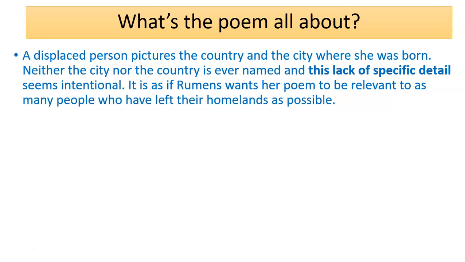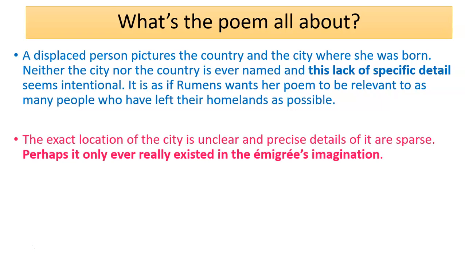It seems as if Carol Rumens, who is the poet here, wants the poem to be relevant to as many people as possible. So everyone who's been through a similar situation, who's left their homeland and immigrated somewhere else, can relate to this poem because she's chosen not to mention a specific city or country where the emigree has moved from. So the exact location of the city is also not clear.